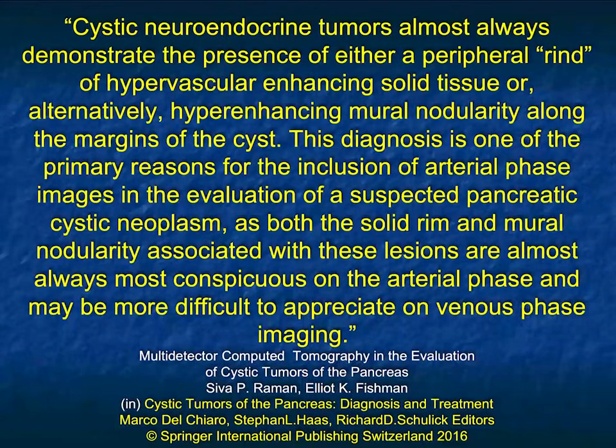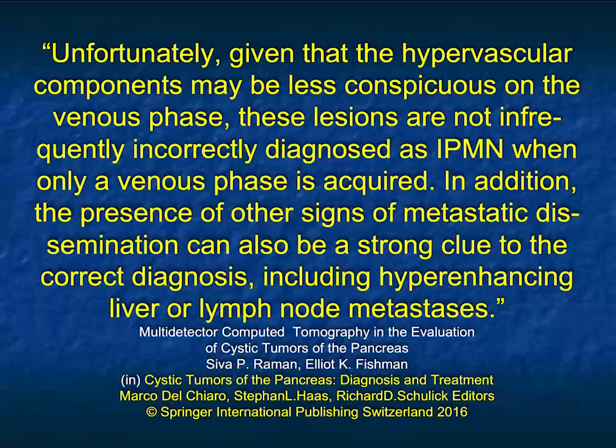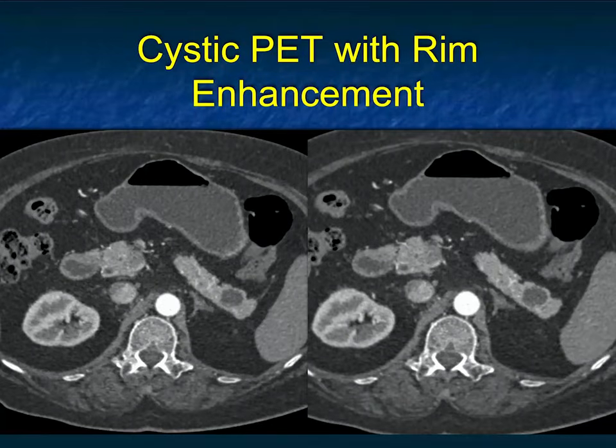Cystic neuroendocrine tumors almost always demonstrate the presence of either a peripheral rind of hypervascular enhancing soft tissue or hyperenhancement with mural nodules along the margin. So they do look a little bit different. And I think often you can appreciate and make the correct diagnosis, but it can be challenging. Because again, we can see other cystic lesions. You can see a thickened wall with some enhancement in an MCN. You could talk about an IPMN with high-grade dysplasia. So it's not a perfect diagnosis, but you can think about it.